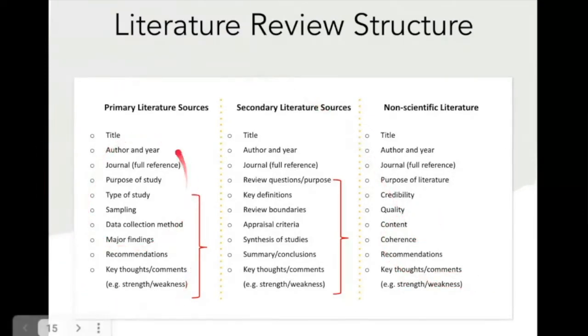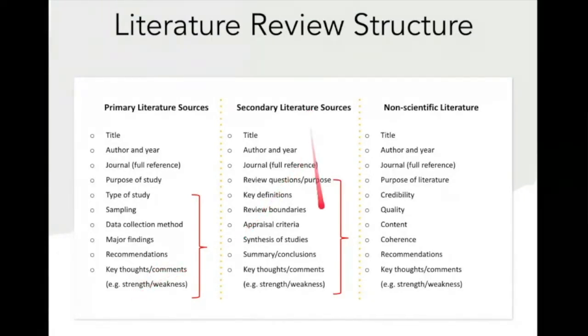But for primary, it has the purpose of the study, usually the type of study, qualitative or quantitative, and the sampling or data collection method. The findings could be in the form of statistics, images or figures, or microscopic analysis, for example if you study biology, and also recommendations, and key thoughts and comments, usually in the form of discussion or conclusion.